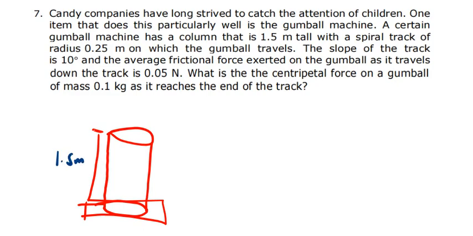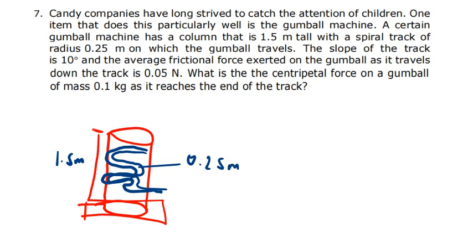Now we're saying with a spiral track, let me say this is our spiral track. It's just going like that, going like that, and going like that, and probably when you put it, it goes out like that. If this is our spiral track inside, going like that, it's a machine. Now we've been told that this spiral track has a radius of 0.25 meters on which the gumball travels.